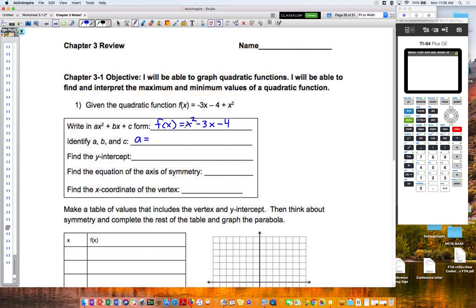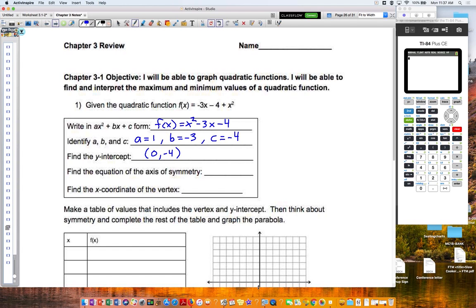Once it's in that form, identifying the a, b, and c becomes pretty easy. Your a value is the number in front of the x squared, so a is 1. B is the number in front of the x, negative 3. C is the constant, or just the number without any variables. C is negative 4. Find the y-intercept. Well, remember, c is the y-intercept. So when x is 0, the function value is negative 4.